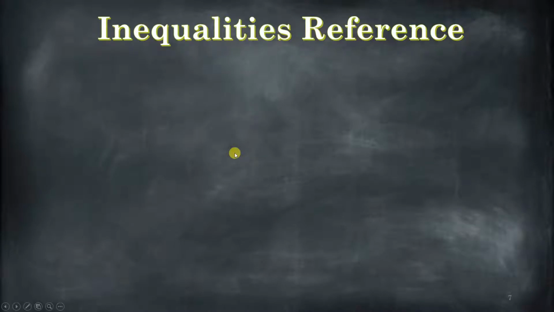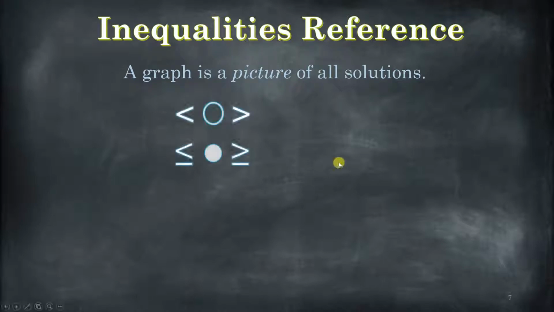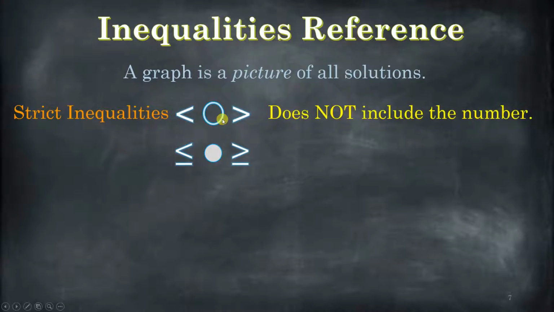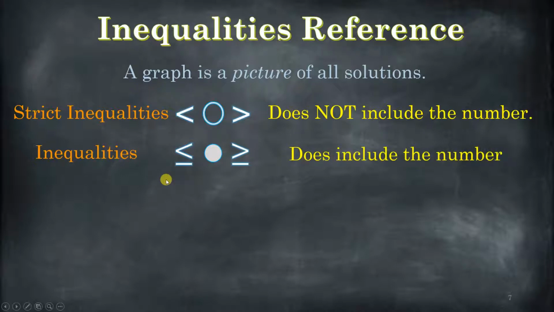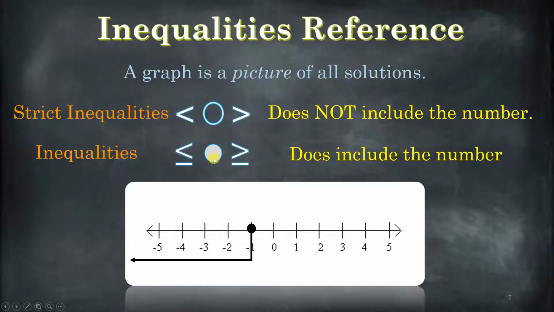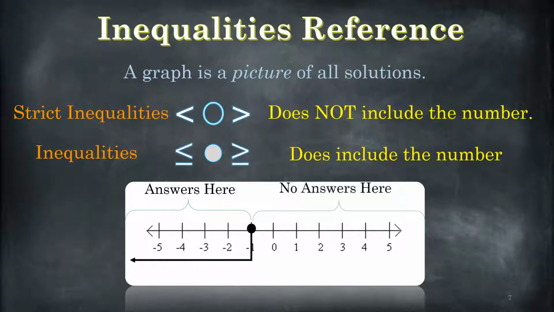Now, let's go ahead and take a look. We've got that a graph is a picture of all solutions, right? And that we have strict inequalities like these right here, and that means if you have an open dot, the number is not included. And then we have non-strict inequalities, less than or equal to, and on a graph, we use a solid dot to denote that. So for example, this right here is not a strict inequality. The -1 is included, right? And just to make sure, all answers are where the lines are. Where there's no line or no shading, no answers there, right?